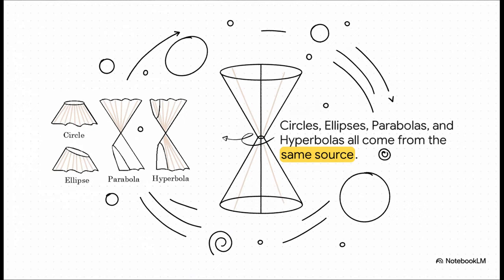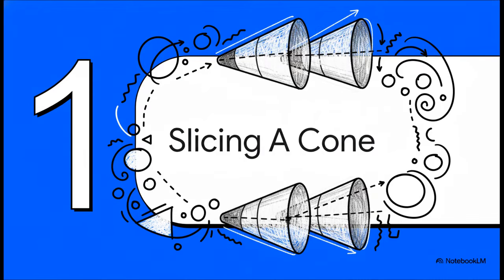You get a perfect circle, the oval-shaped ellipse, the U-shaped parabola, and this wild two-part curve called a hyperbola. All of them come from this one simple act of slicing a cone. They're basically all part of the same family. So how on earth does that work?